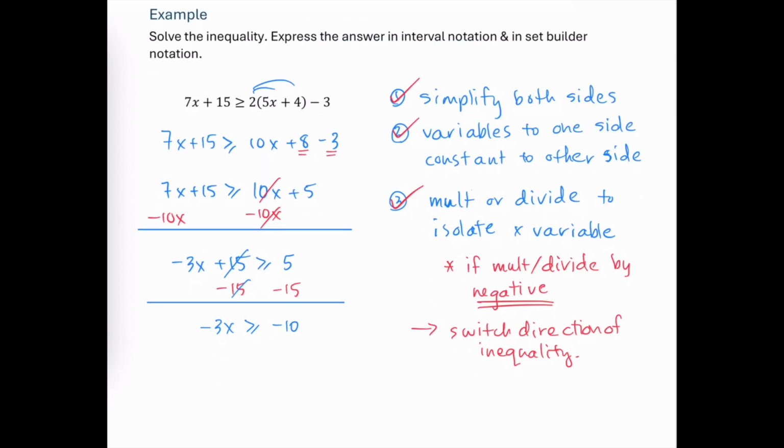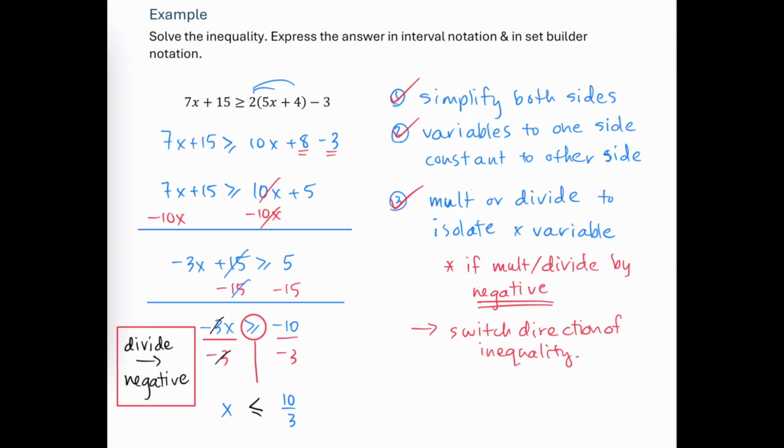Now it's time to either multiply or divide in order to completely isolate the x variable, and we do that by dividing both sides by negative 3. Notice that when we divide by a negative, that's going to cause the direction of the inequality to switch. So on the left-hand side, the 3s cancel out, so that now we've completely isolated the x. And on the right-hand side, we have negative 10 divided by negative 3, which is going to give us positive 10/3. But because we divided by a negative quantity in this step, it causes the direction of this inequality to switch.